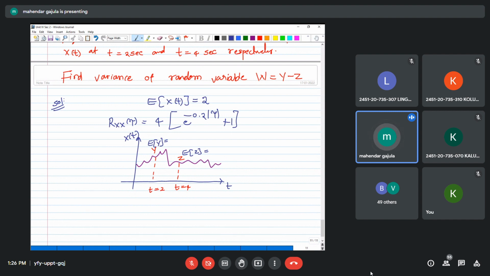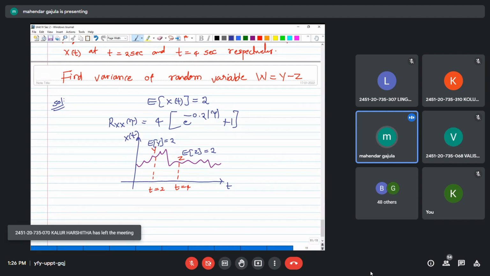Remember, for a random process, the mean is always constant. By default, the given random processes are wide sense stationary random processes. If it is not mentioned, the random process is a wide sense stationary random process. For a wide sense stationary random process, the mean is always constant. In general, expectation of X(t) equals 2 is given, which means expectation of Y is 2, and expectation of Z is also 2. That you have to know.